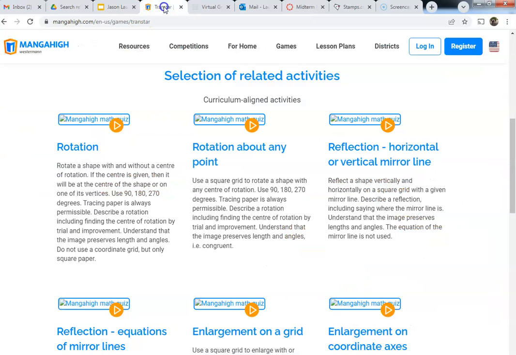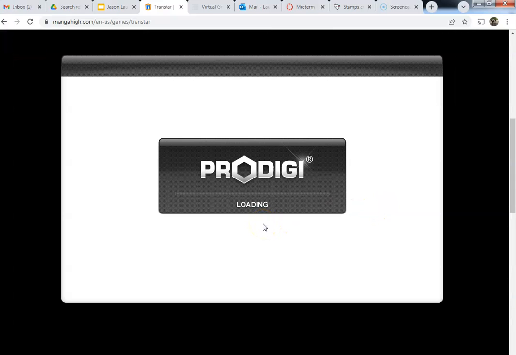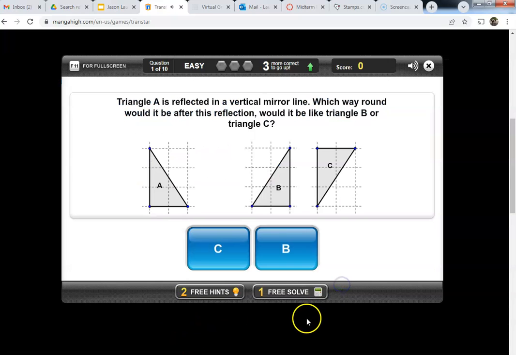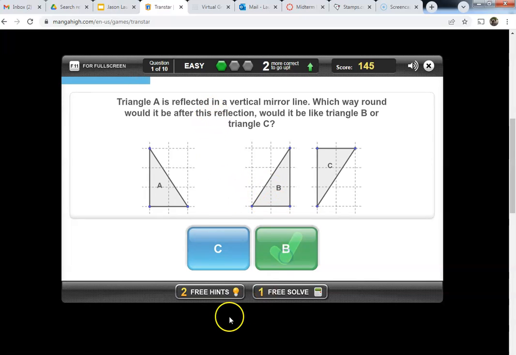So I just found a couple games. We've got one, reflection, horizontal or vertical mirror line. Let's go ahead and pull it up here. It's a pretty simple game. Like I said, this is basically just a placeholder. So triangle A is reflected in a vertical mirror line. Which way around would it be after the reflection? Okay, we're saying vertical, that's up and down, so it would be B.